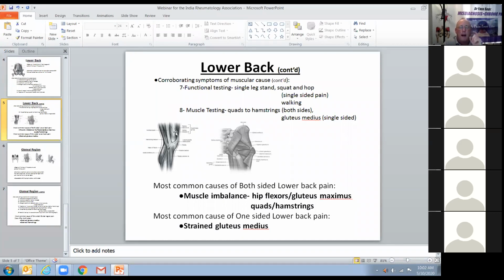So when we're talking about lower back, to resolve lower back pain, like I said, whether you're in an anterior tilt or a posterior tilt, we want to make sure we have balance between the quads and the hamstrings, the hip flexors and the gluteus maximus. And when it's side to side, single-sided back pain, we want to make sure that our gluteus mediuses are strong and balanced. So that's how I address lower back pain from a muscular position.